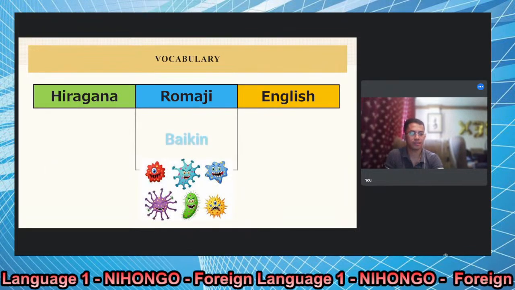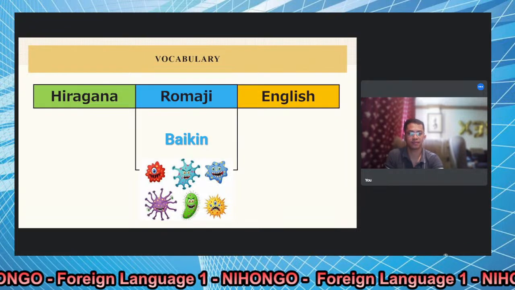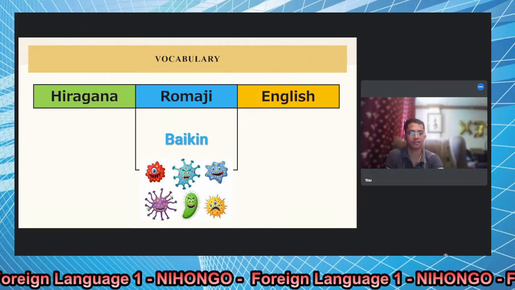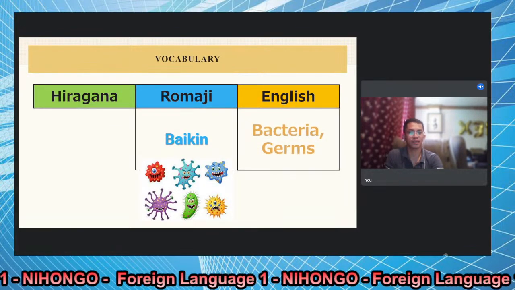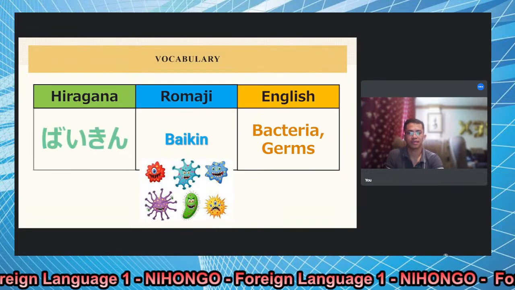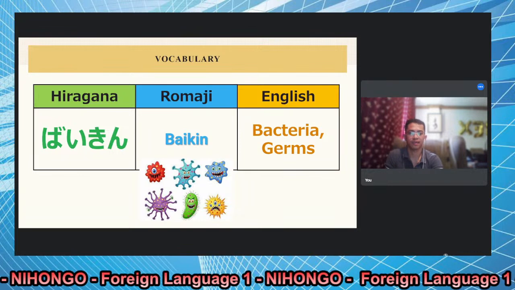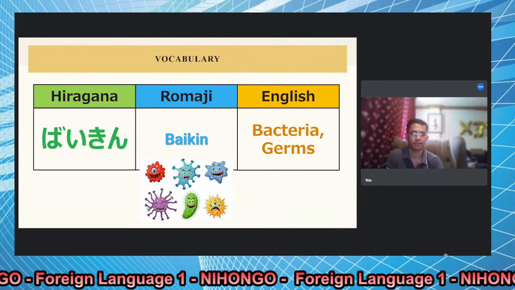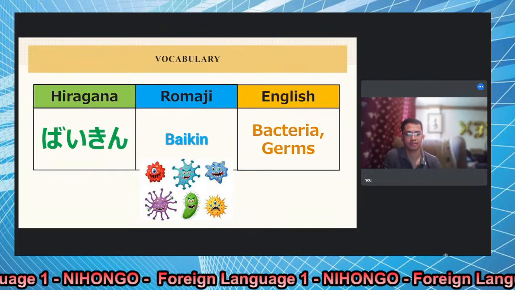Next word is baikin. Baikin is bacteria or germs. And it is written as ha plus tenten, i, ki, and then n. Ba, i, ki, n. Baikin.